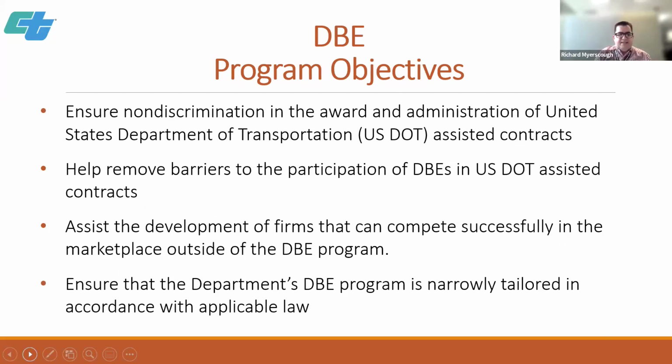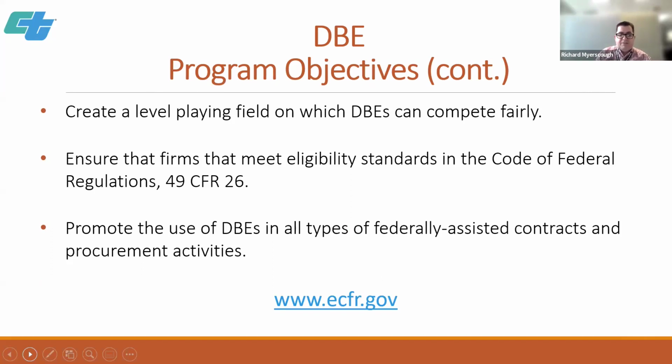The next two slides state the DBE program objectives: ensure non-discrimination in the award and administration of US DOT assisted contracts, help remove barriers to the participation of DBEs in US DOT assisted contracts, assist the development of firms that can compete successfully in the marketplace outside of the DBE program, ensure that the department's DBE program is narrowly tailored in accordance with applicable law, create a level playing field on which DBEs can compete fairly, ensure that firms that meet eligibility standards in the Code of Federal Regulations 49 CFR 26, promote the use of DBEs in all types of federally assisted contracts and procurement activities.